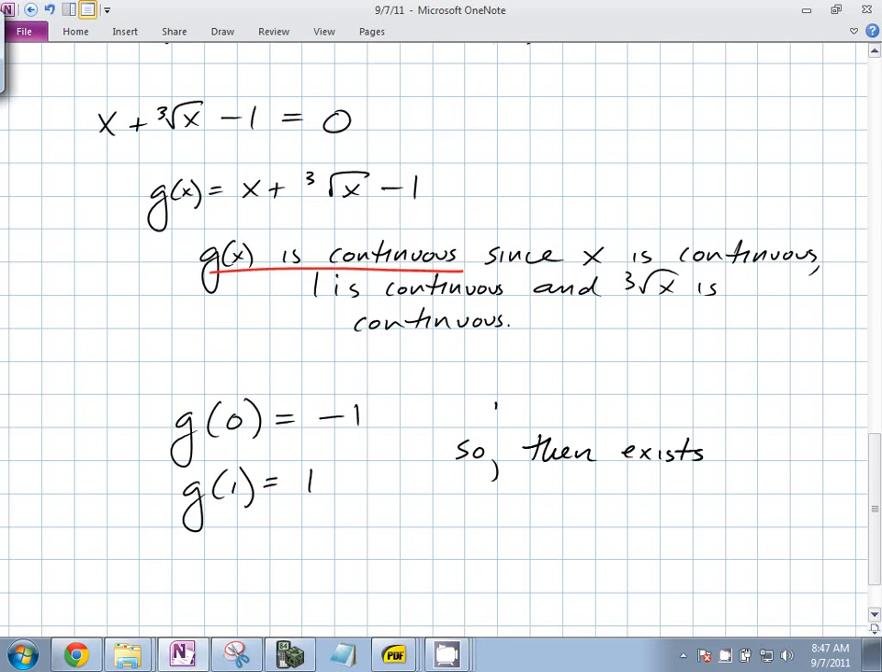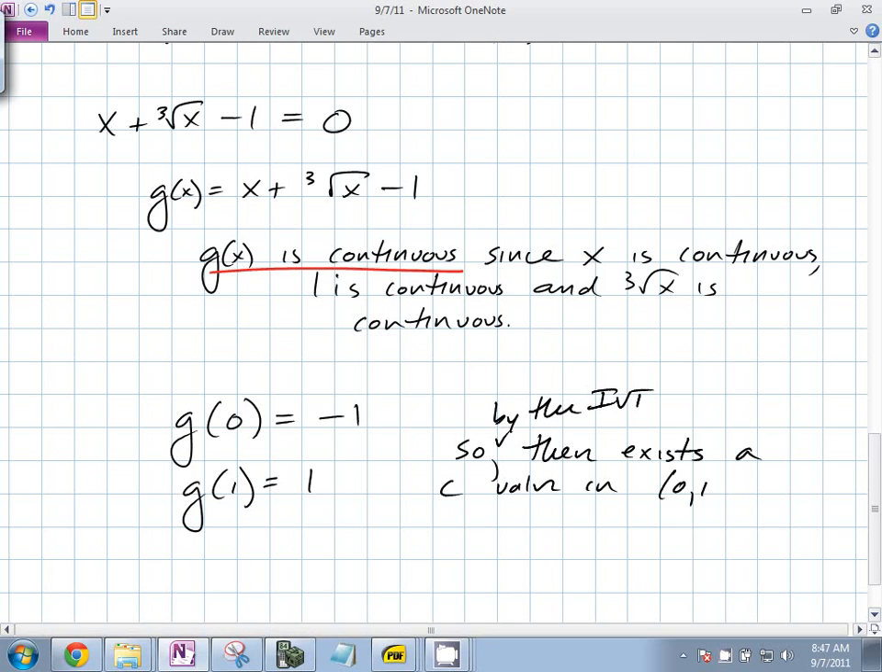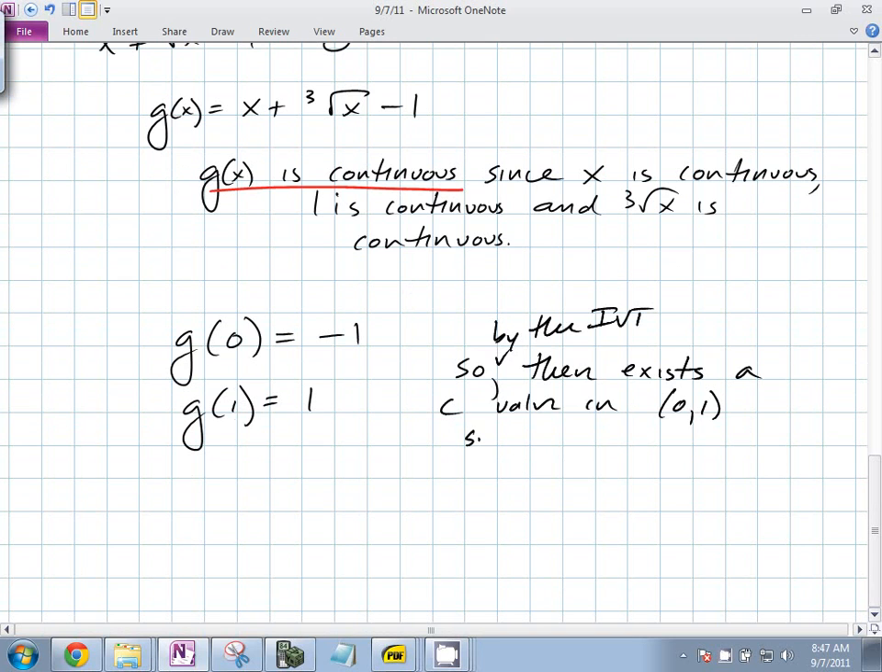So by the intermediate value theorem right here, there exists a C value in the interval 0 to 1. That's an interval, not a point, remember. In the interval 0 to 1, such that f of C must equal what? 0. We know at some point it's below the x-axis, and later it's above the x-axis.